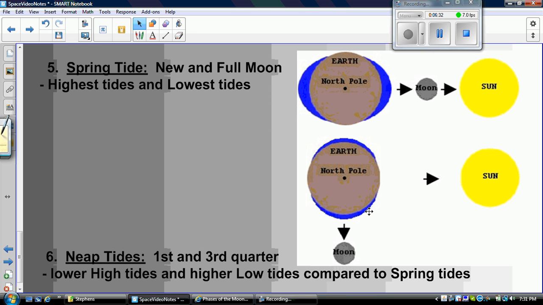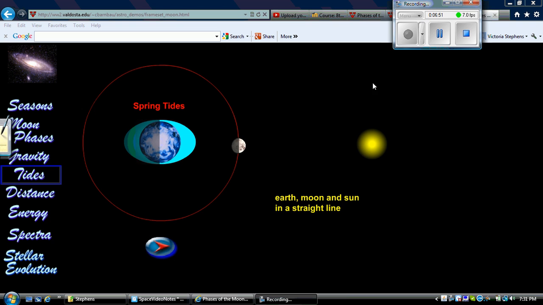So you'll have high tides right here, but they won't be as high as spring tides because you have the moon plus the sun. But we'll have low tides that are not as low because you still have the sun pulling, whereas over here you have nothing pulling to create these low tides. So I'm going to show you a video that explains that.